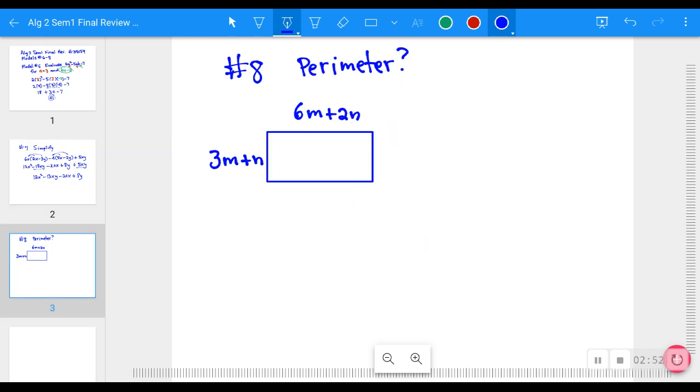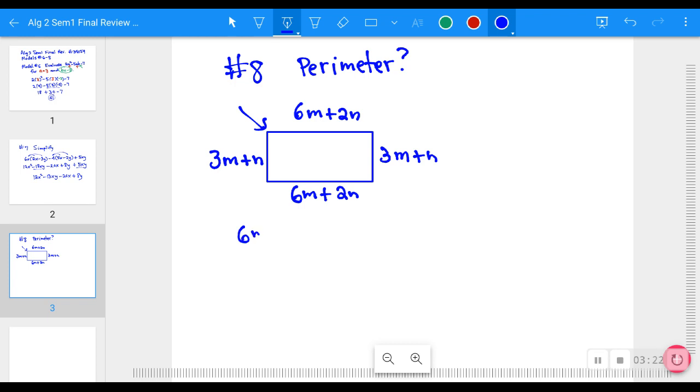Okay, on problem 8, we're supposed to find the perimeter of this rectangle here. And you know that the sides across from each other in a rectangle are the same. If you've had geometry, you learned that in geometry. Okay, now we're going to add up all the way around, and I could do it like this. I'm going to start in this corner up here and go clockwise.